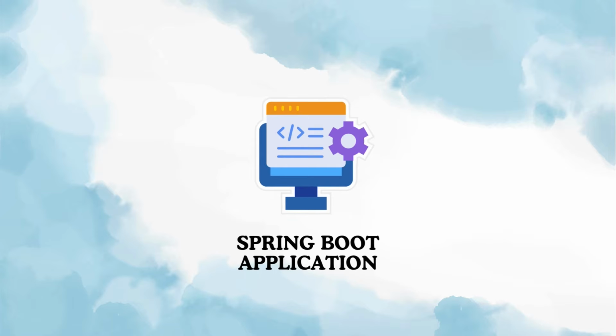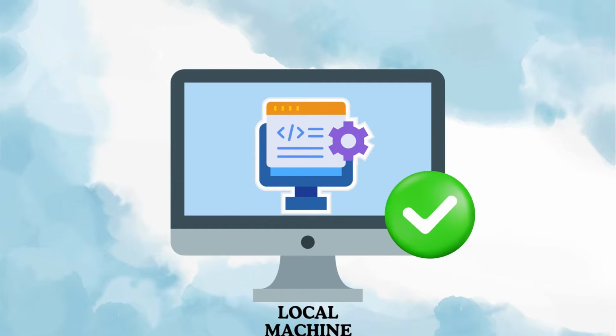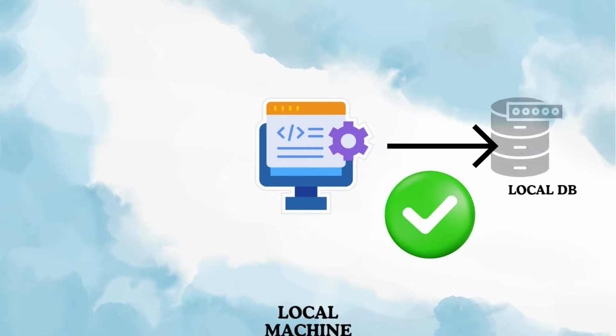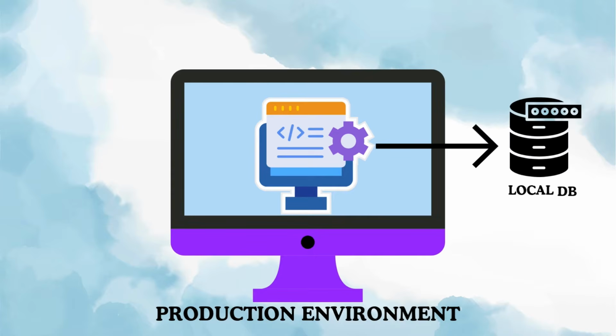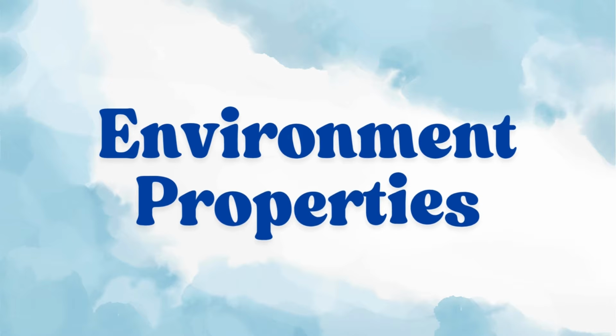Imagine this. You're building a Spring Boot application and it's working perfectly on your local machine. You're connecting it to a local database, everything runs smoothly, and you think you're good to go. But the moment it's deployed to production, it tries to connect to that same local database and everything collapses. That's where environment properties come in.